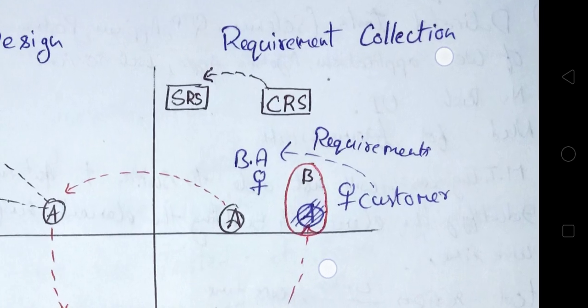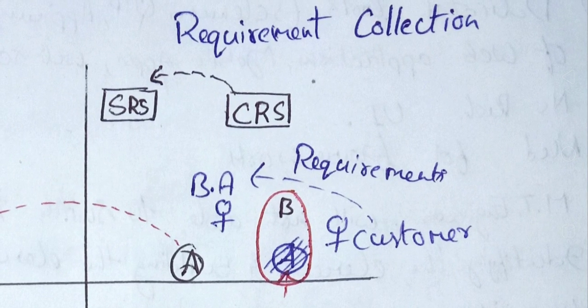See, in requirement collection, the customer gives requirements to the business analyst. BA means business analyst. Here we convert the CRS into SRS. CRS means customer requirement specification, which is in business language. This business language cannot be understood by the developers for the programming part. To write code for the module, they can't understand it. So we have to convert it into software language. SRS means software requirement specification.